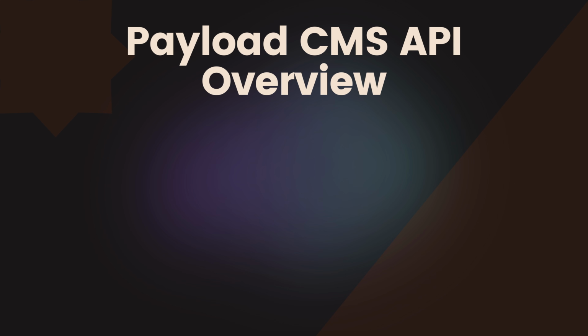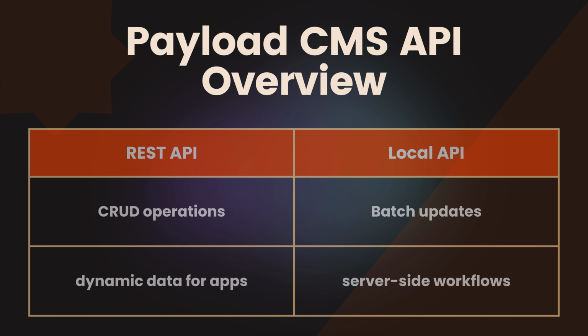Payload CMS offers powerful API capabilities that make it easy to interact with your application's data. REST API. This API provides full CRUD operations for your collections and globals. It is ideal for front-end applications or external integrations. For example, you can use the REST API to dynamically fetch blog posts for a client-facing website, ensuring real-time updates to your content. Additionally, it's perfect for powering mobile apps or interactive dashboards that require frequent data retrieval.